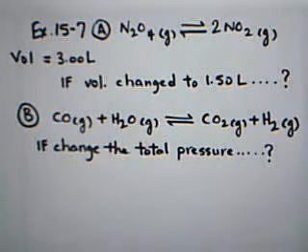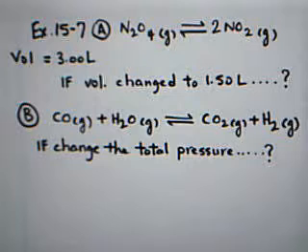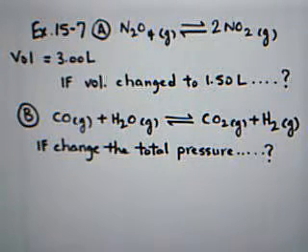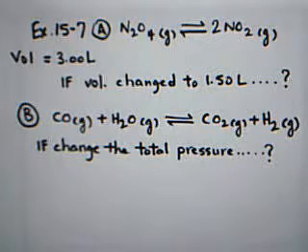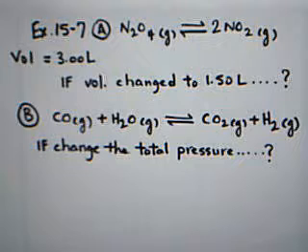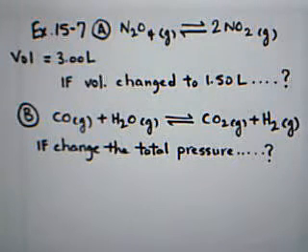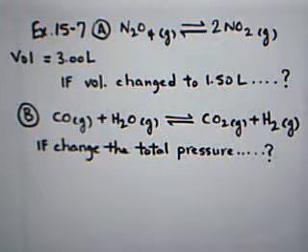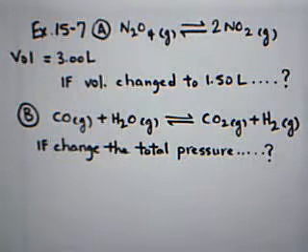So if they halve the volume from 3 to 1.5 liters, you effectively change all the pressures. So what would be the effect? Decreasing the volume has the effect of shifting the equilibrium position to that side of the reaction where you have fewer moles of gas.